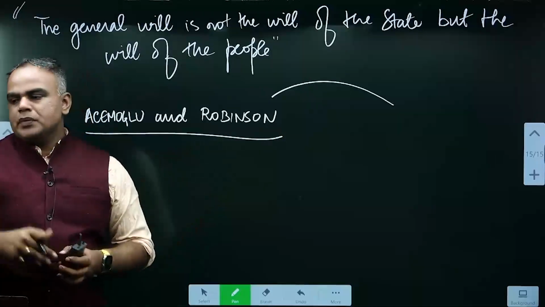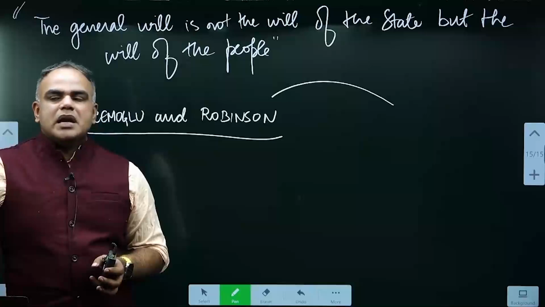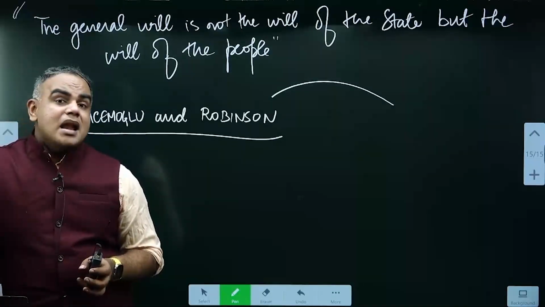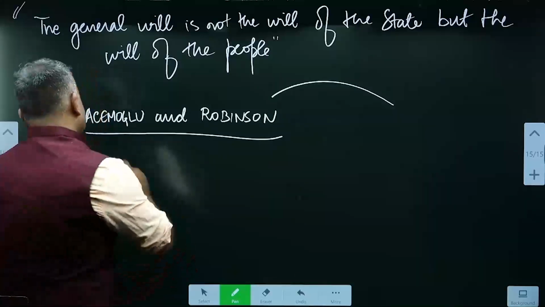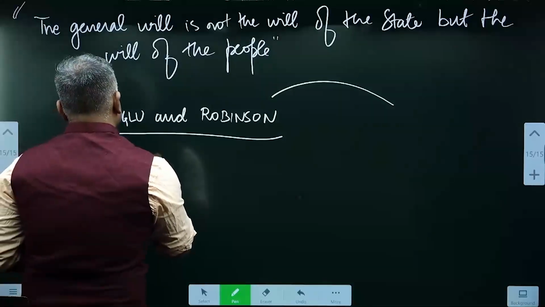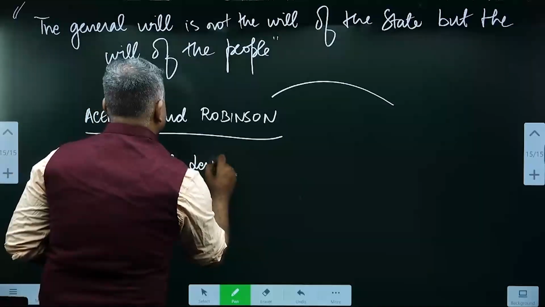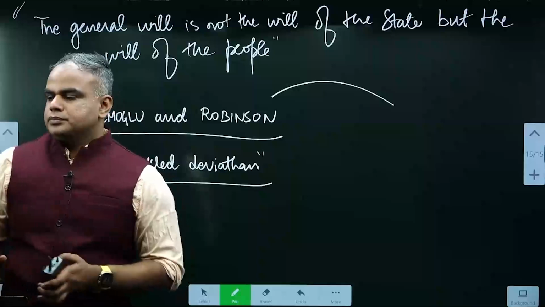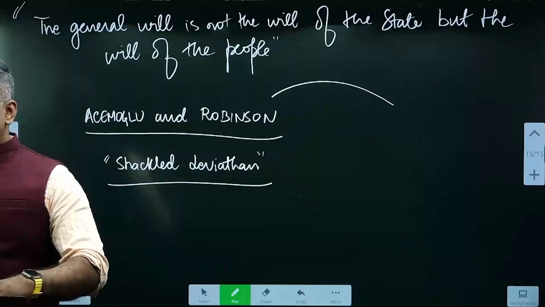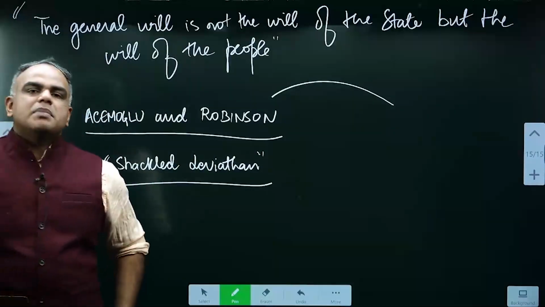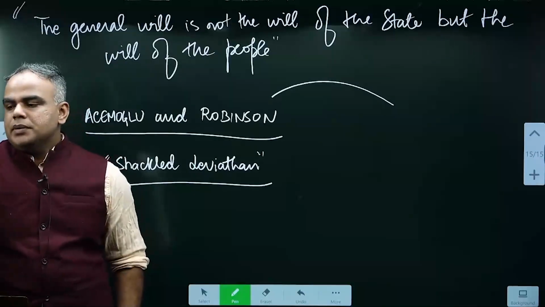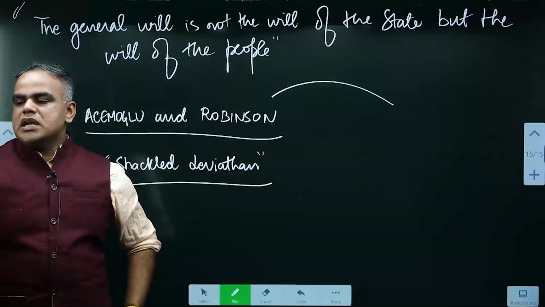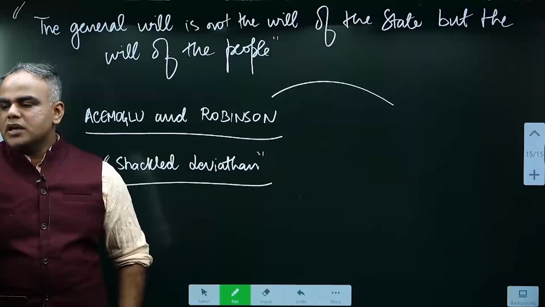Contemporary thinkers like Acemoglu and Robinson recommended a balanced model called the shackled Leviathan, in which state power and societal power keep each other in check.